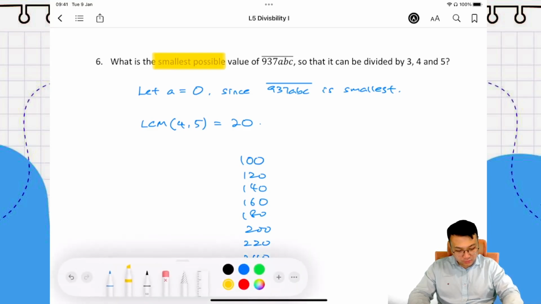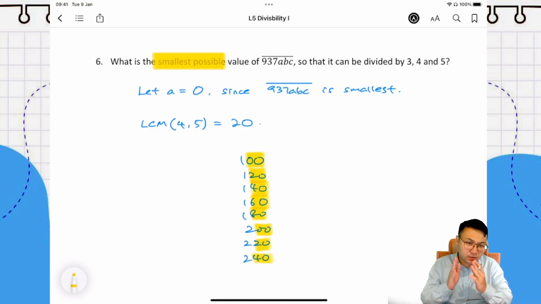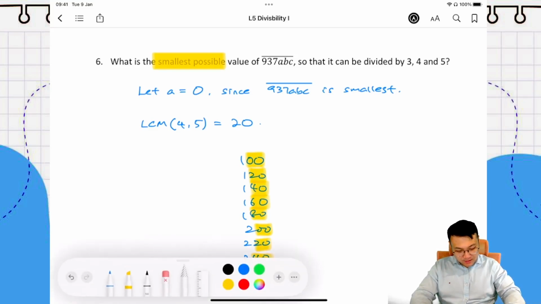Look at the last two digits. As long as the last two digits are 00, 20, 40, 60, 80, then it's divisible by 20, you agree? Yeah. So why are we not using 00? Because you want it to be as small as possible. Why can't it be 00? Can't be divided by 3. Ah, yes, because it cannot be divided by 3.